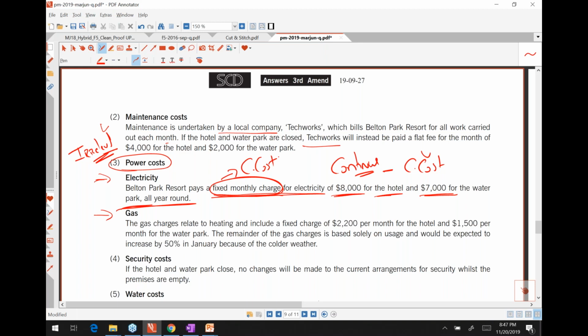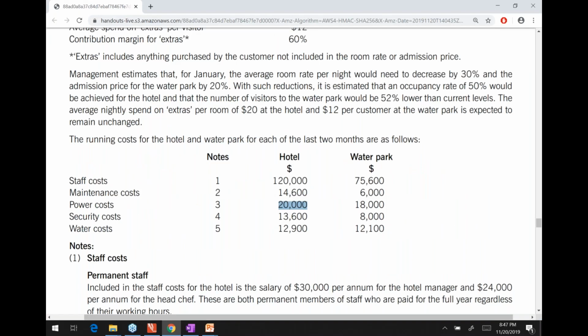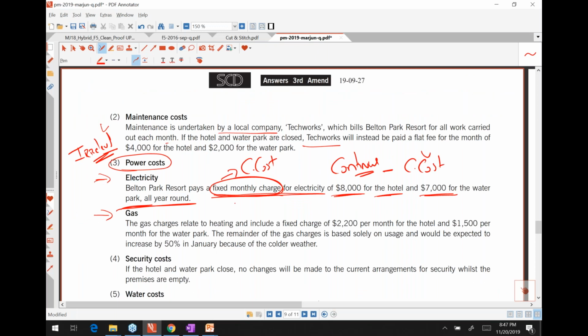So this means from this power cost of 20,000, I need to deduct the electricity fixed charge. As I just showed you the figure of 20,000, from this I need to deduct this 8,000 fixed charge. And once I deduct this 8,000 fixed charge, what am I left with? Once I'm done with the electricity, the cost that I'm left with is the remaining gas cost. Okay, so from this power cost, 8,000 I have deducted. This is a committed cost, so I'm left with 12,000 because power includes electricity and gas.